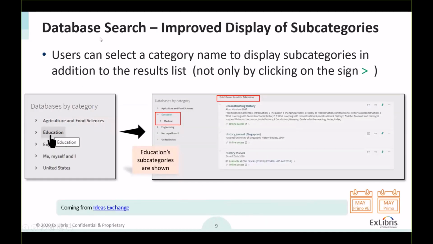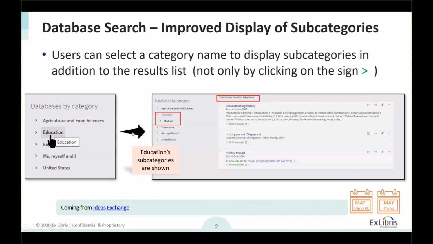Okay, another improvement that we did to the UX is in the database search. For the database search by categories, coming from your highly voted idea, we also added an option. Once you click on the category name, for instance education, it doesn't only trigger the search for the databases under the education tree, but it also opens the subcategory, so it will be more clear to the patron that the databases found for education are also relevant for the subcategories below this education.